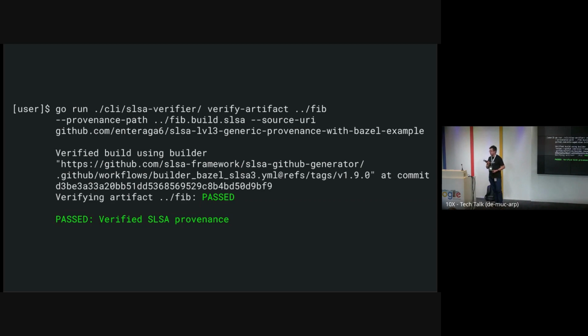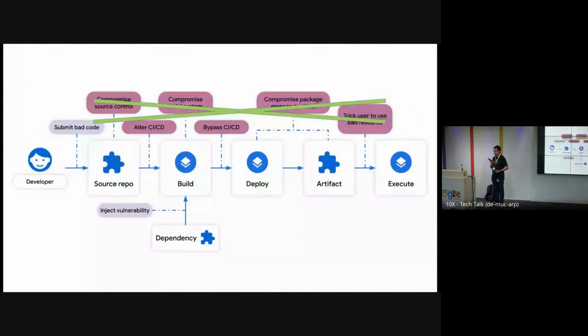I noticed that in version 0.1 of SLSA, source code review was included as a requirement, but in version 1, as released, it no longer is. I'm just wondering, if you do have source code review, is it included in the provenance in version 1, or is it just for the future?